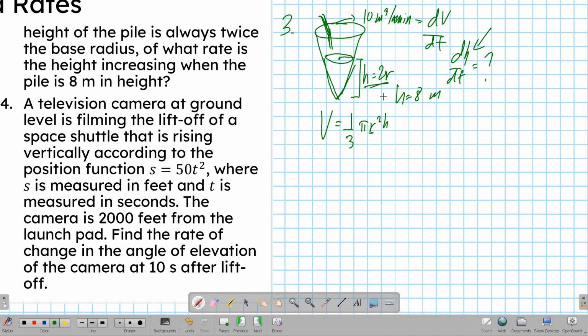We have this idea that h is equal to 2r. Height is always equal to twice the radius. So we can substitute for r here. Solving for r, we divide both sides by 2. r will be equal to h over 2. And that's what we substitute here. So V will be equal to 1/3 pi times (h over 2) squared times h. So now you have an equation in 2 variables, one independent, one dependent. So V will then be equal to 1/3 pi times h cubed over 8.